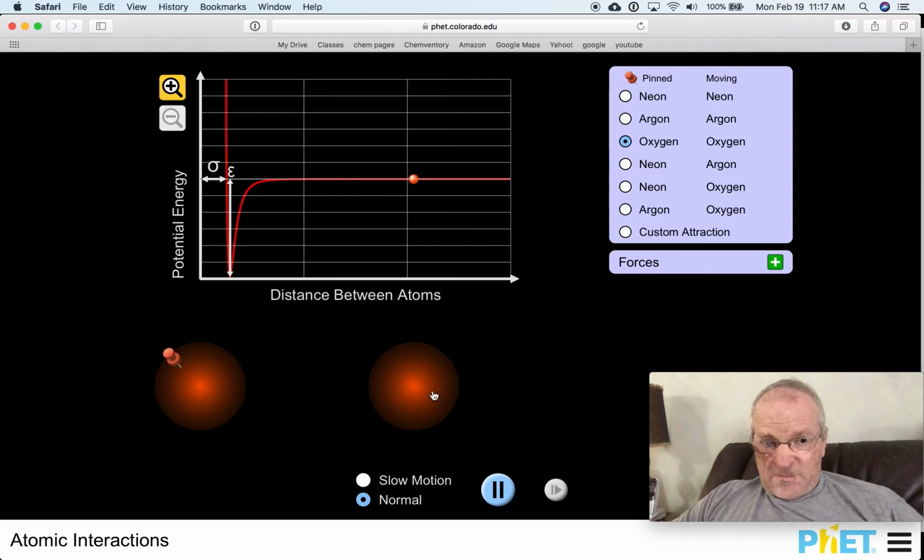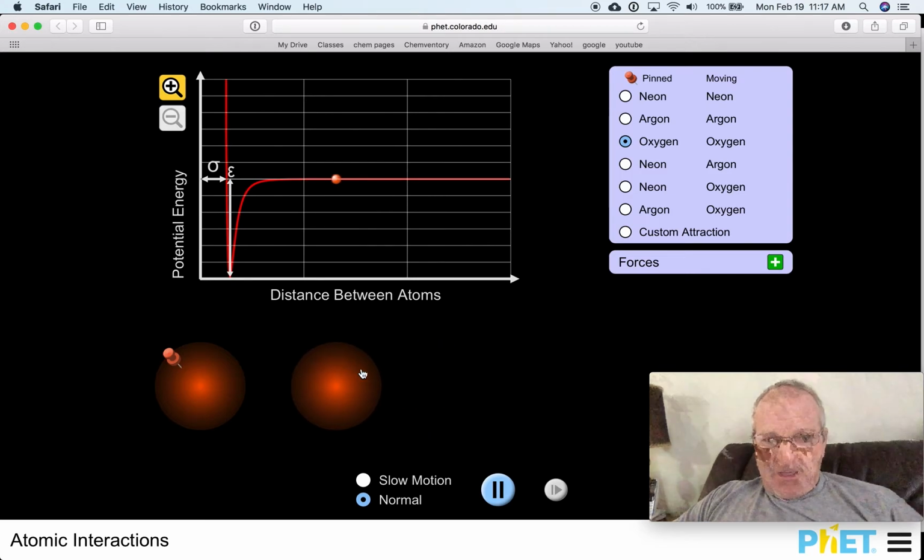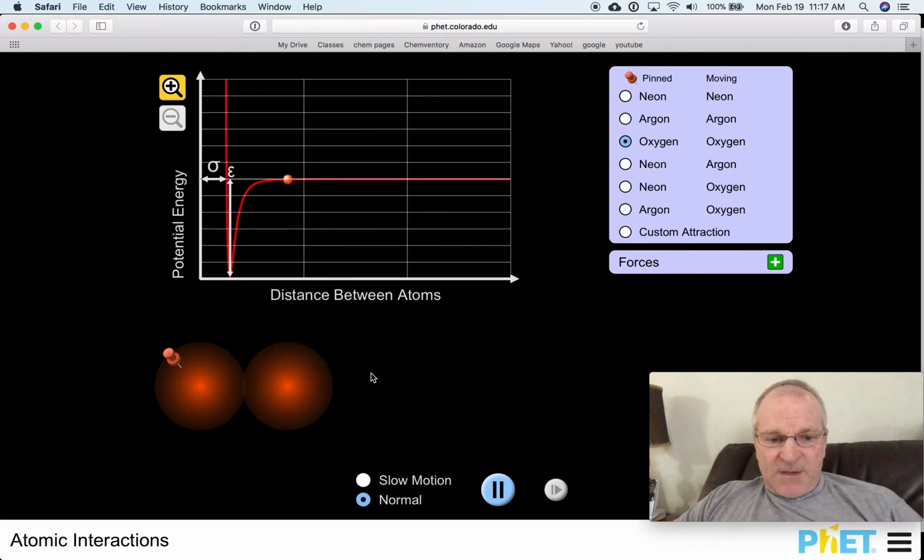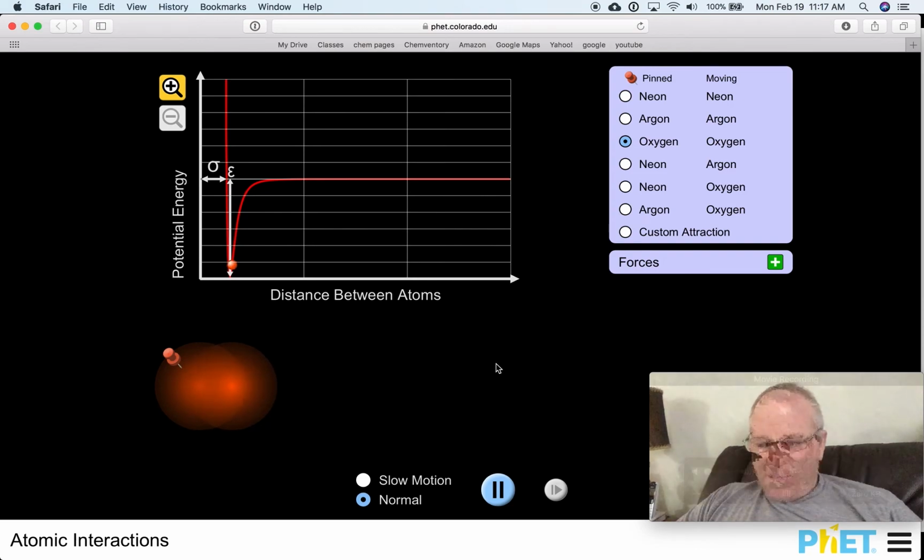So there's the free atoms right there, and the potential energy is what it is. And when the atoms come together and a bond is formed, this is kind of cool, it's showing the atoms vibrating.